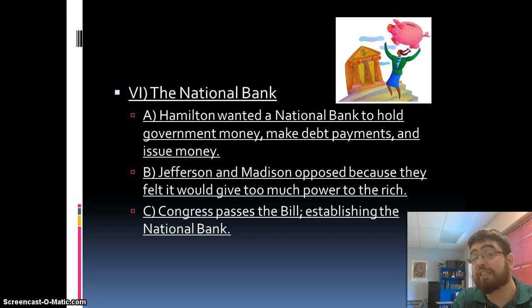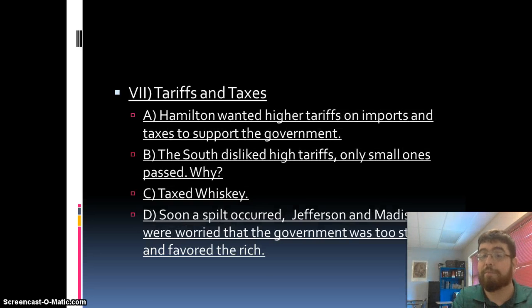But even though Jefferson and Madison resisted this idea, Congress still passes the bill establishing the bank because we needed some type of control mechanism for interest and for the government, because we could put it in state banks, but then we have more conflicts politically that we're going to have to deal with. Keep that in the back of your mind, because I bet that's going to happen later. Anyway, now to tariffs and taxes.